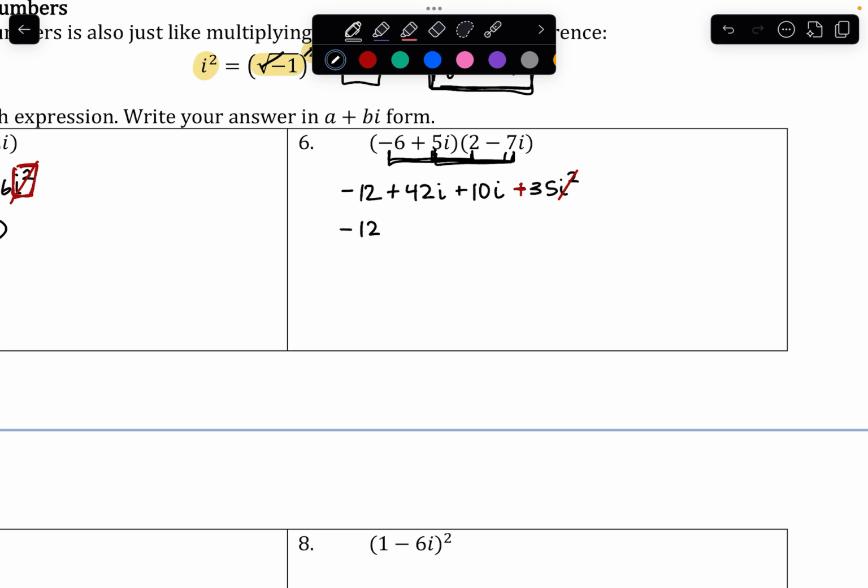So I have -12 plus 52i plus 35. And then we can combine -12 and 35 to get 23. And so our final answer is 23 plus 52i.